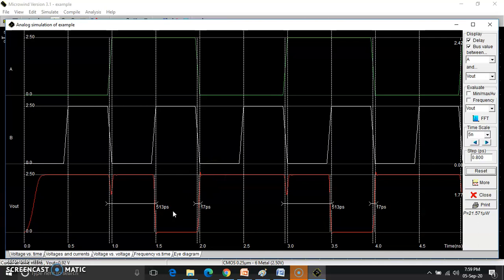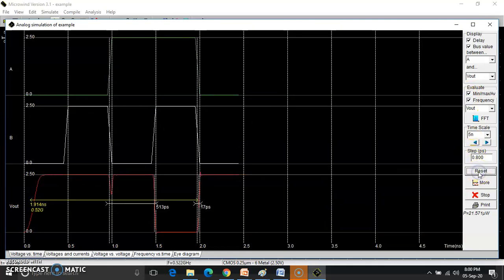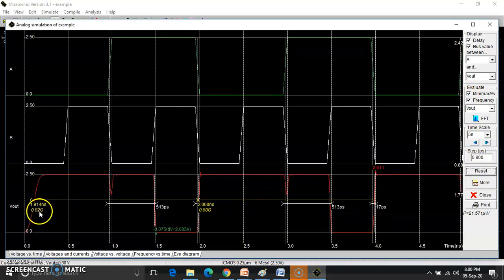Now you need to observe the rise time and fall time. So 513 picoseconds is the fall time and 17 picoseconds is the rise time you can see over here. And this is the power dissipation of this circuitry, that is P equal to 21.571 microwatts. Okay, so let's see at what frequency it is working. I am clicking on the two arrow points checkbox and resetting. So this is operating at 0.52 gigahertz. The maximum operating frequency is this much. That way you can observe this waveform.